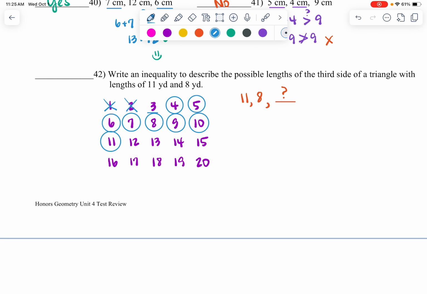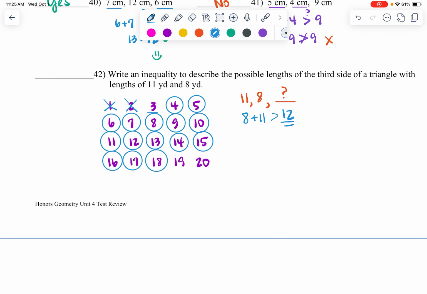All right, what about 12? Now, something weird happens when I put 12 in as the question mark, because now 12 is the biggest side. So now it's 8 plus 11 that I'm checking. 8 plus 11 is 19. Is 19 greater than 12? Yeah, so 12 still works. What about 13? Yes. What about 14? Yes. 15? Yes. 16? Yes. 17? Yes. 18? Yes.